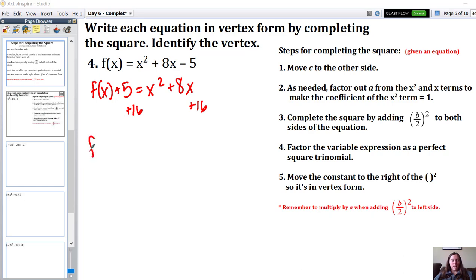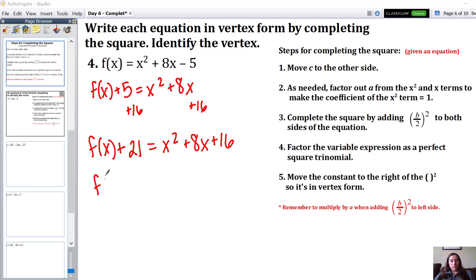So now on the left, I have f of x plus, and 5 plus 16 is 21. And that is equal to x squared plus 8x plus 16. We added 16 to both sides of our equation. Now on the right, I'm going to factor this trinomial. So I'm going to see what multiplies to 16 that adds up to 8. So the factors of 16 are 1 and 16, 2 and 8, 4 and 4. The factors that are going to add up to 8 are 4 and 4.